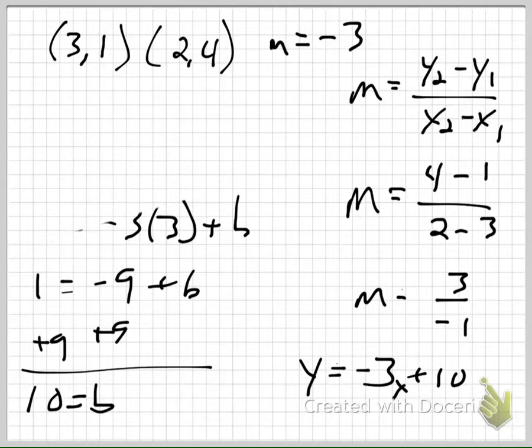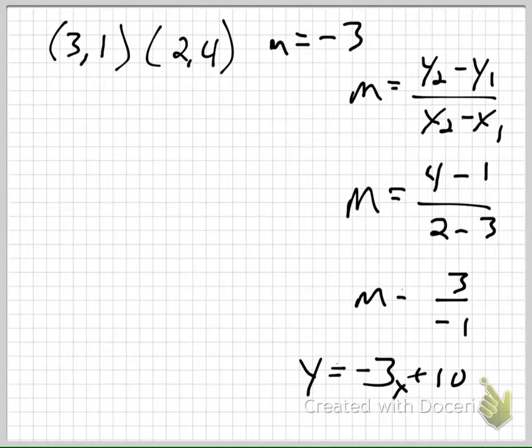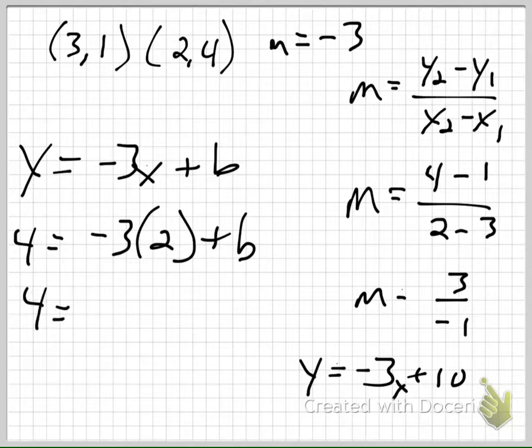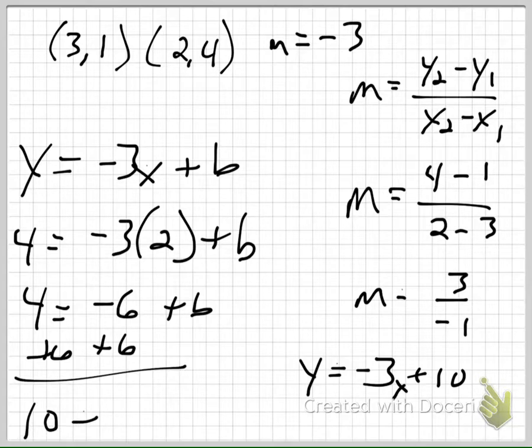Let's use the second one now. It doesn't look like, how is that possible? It can be the same thing when they're two different numbers. Well, let's look. Y equals negative 3x plus b. 4 equals negative 3 times 2 plus b. 4 equals negative 6 plus b. Plus 6, plus 6. Oh, 10 equals b. It doesn't matter. It's still 10. Does that make sense?